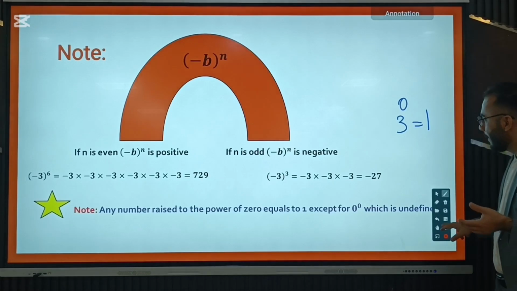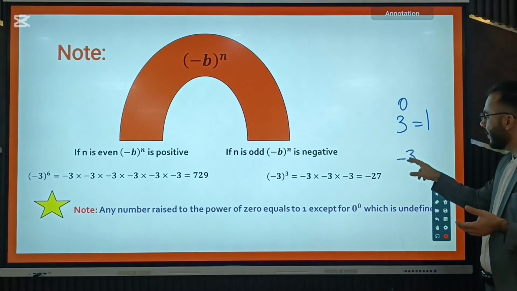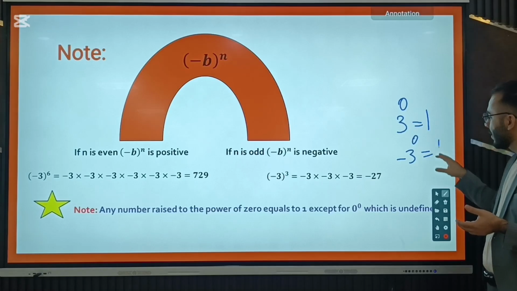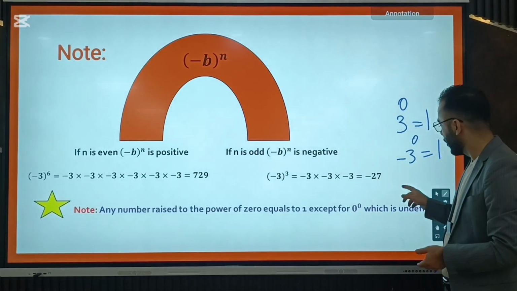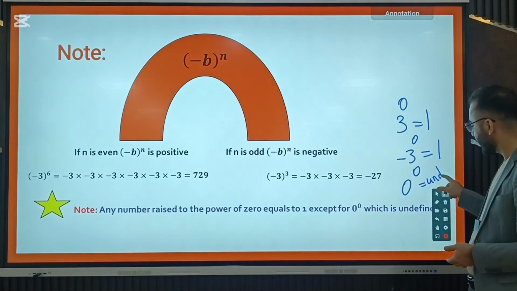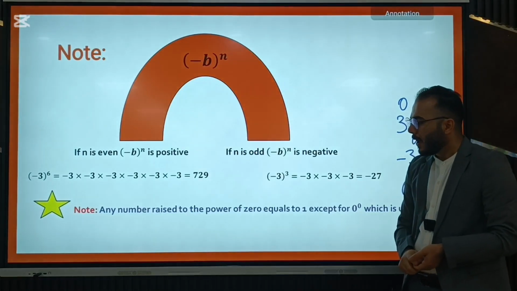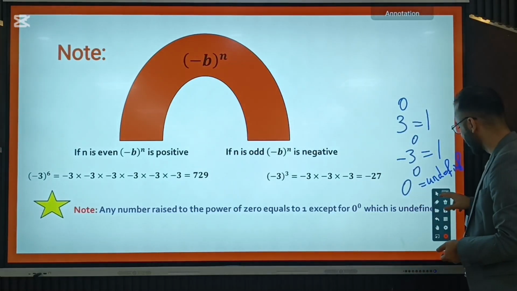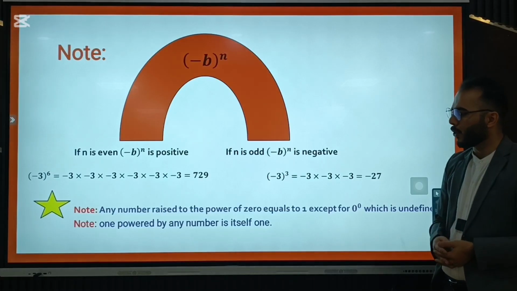So any number, no matter if it is negative or positive, let's say negative 3 to the power of 0, it's going to be 1. So any number except for 0 to the power of 0, which is going to be undefined. Okay, I hope that this note is also clear. So let's move to the next one, yes, we have one more.